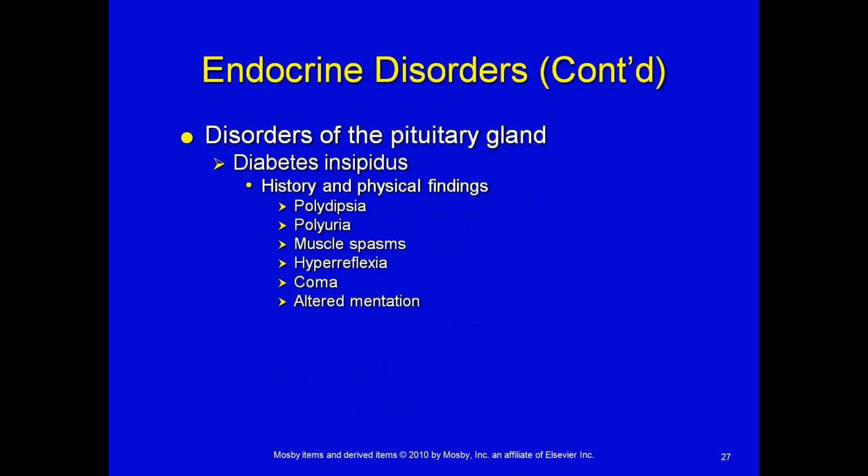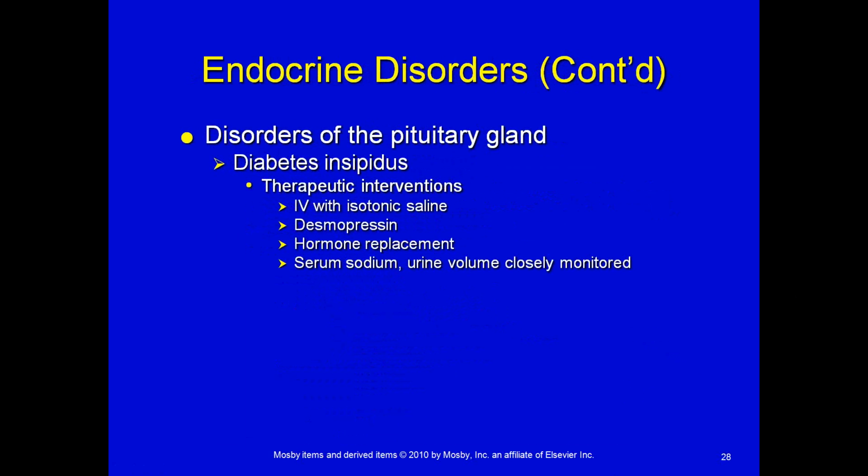Some of the things that you'll find with diabetes insipidus is, of course, similar to diabetes. The patient will be constantly thirsty, constantly going to the bathroom, may suffer from muscle spasms and hyperreflexia from the high sodium levels, and if the polyuria continues, they certainly can eliminate not only too much sodium, but they can eliminate potassium as well, and magnesium, leading to the muscle spasms. Coma and altered mental status goes along with the dehydration that's associated with diabetes insipidus.